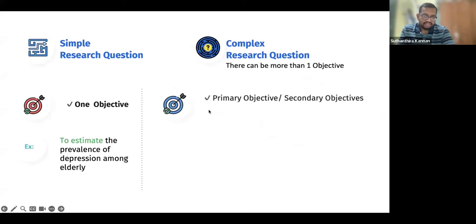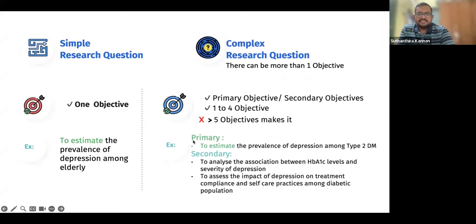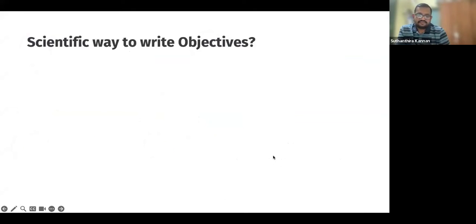That may be a primary objective and secondary objectives, or 1 to 4 objectives. Don't put more than 5, that makes your study complex. Suppose the primary objective is to estimate the prevalence of depression among type 2 diabetes patients. The secondary objective is to analyze the association between HbA1c and severe depression and assess the impact of depression on treatment compliance and self-care practices among the diabetic population. So those are secondary objectives.